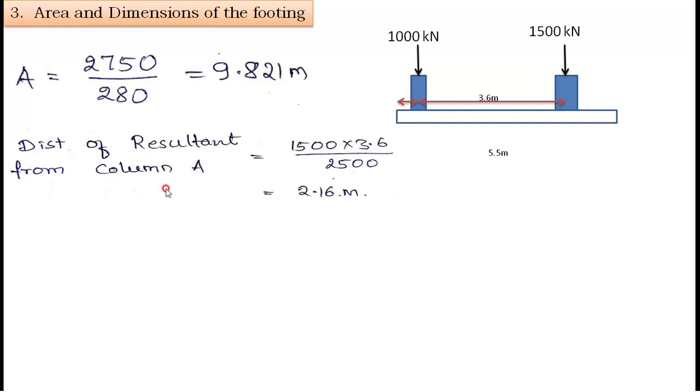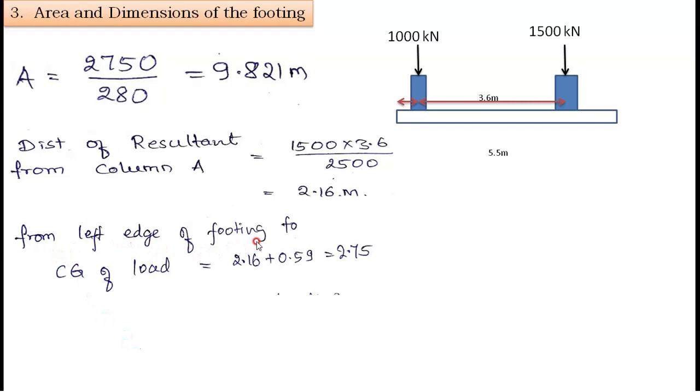Distance of the resultant from column A: this is column A, and from here to the CG point we will consider the x distance. It is simple, you can remember it like a formula: the other column's load into the center to center distance, divided by the total load. Because you are measuring from this column, the other column load is 1500. So 1500 into 3.6 divided by the total load gives 2.16 meter, from here to the CG.